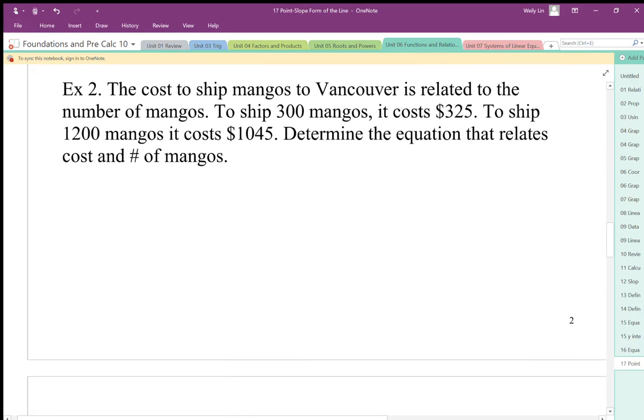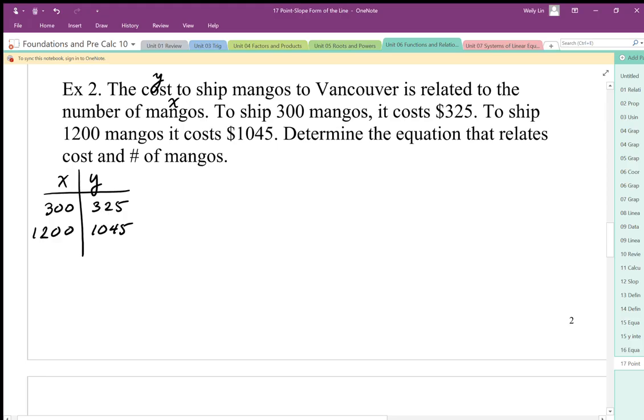So here we have a word relationship. The cost of shipping mangoes to Vancouver is related to the number of mangoes. The number of mangoes is my input, and my cost is my output. I'm going to make a table of values here. 300 mangoes cost $325, and 1,200 mangoes cost $1,045.